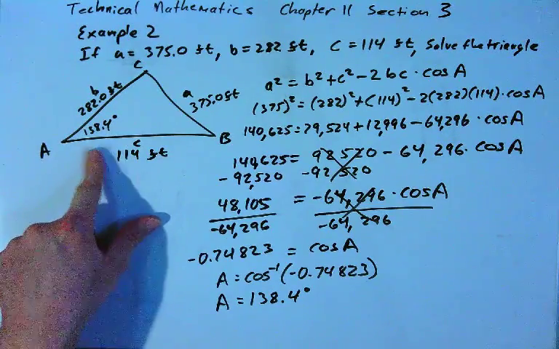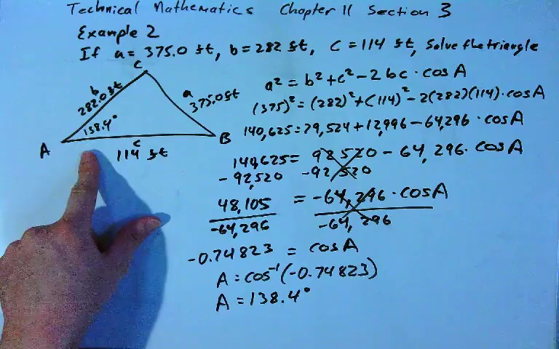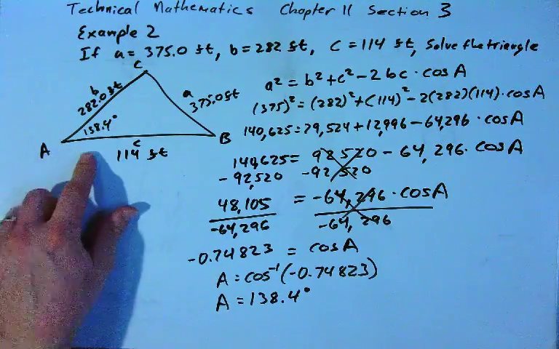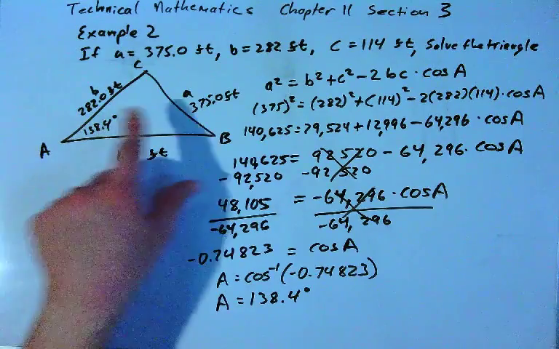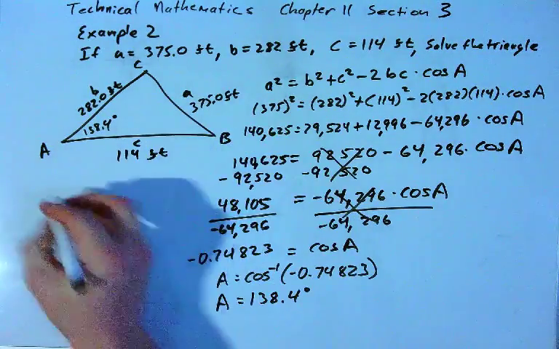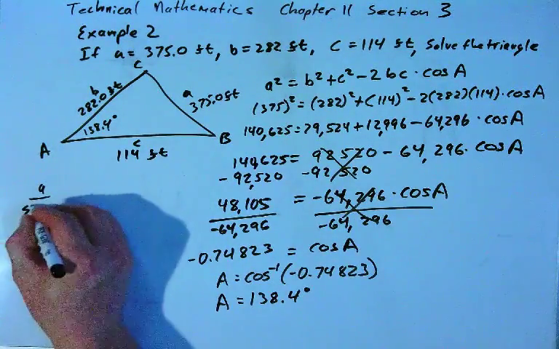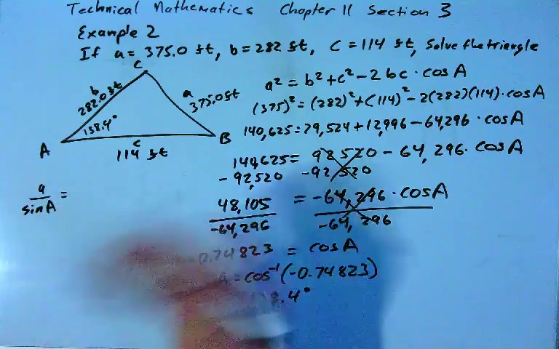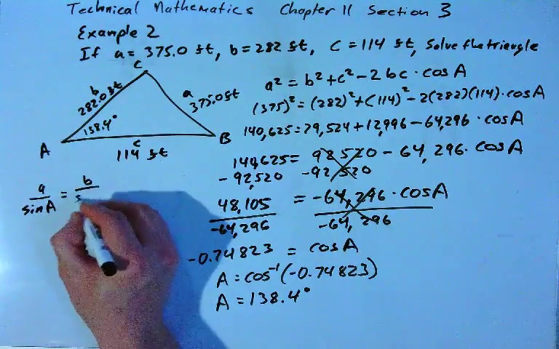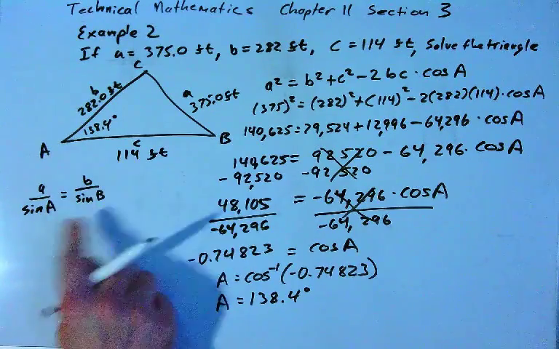Obviously 138 is greater than 90. The triangle is supposed to be obtuse, so I didn't draw it that way, but that's okay. This is just to help me visualize. Now that I know one of the angles, and I know the side opposite that angle, now I can use the law of sines. And so I will use A over sine A is equal to, it doesn't matter if I use B or C, I'll use B over sine B.